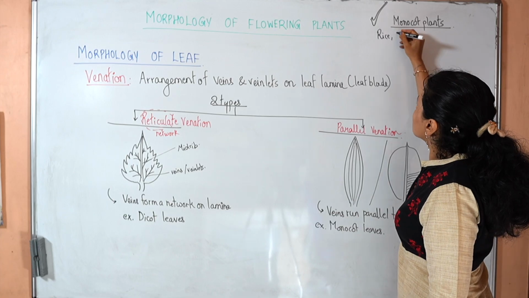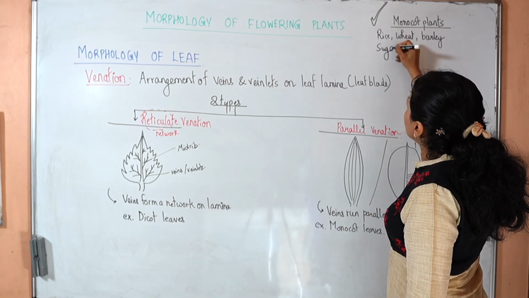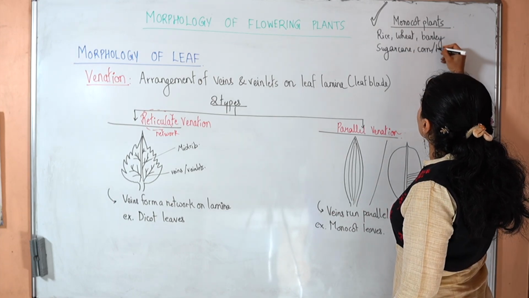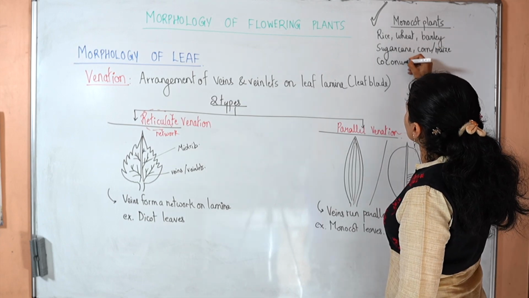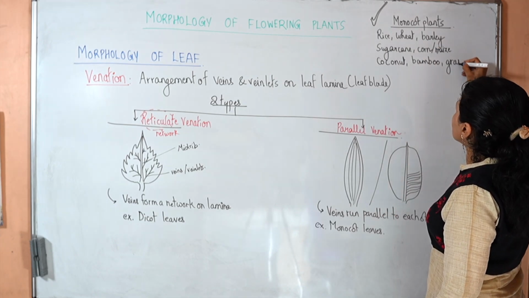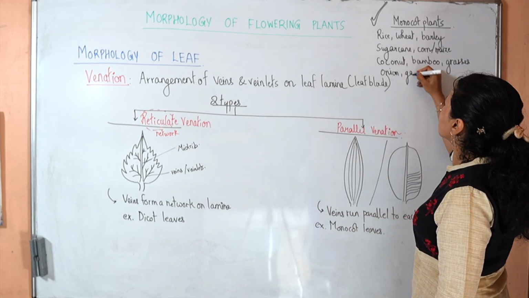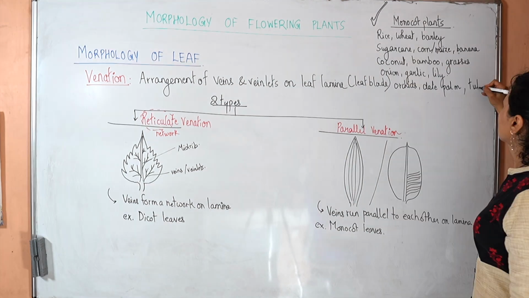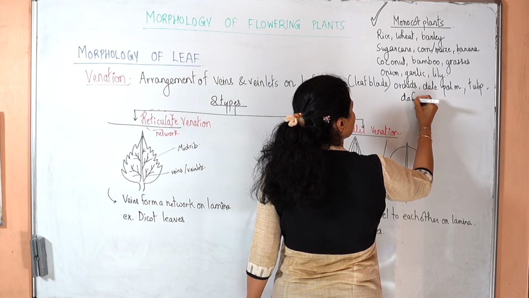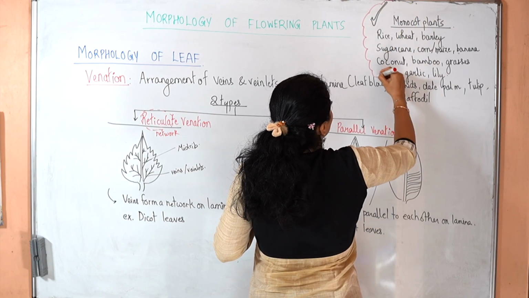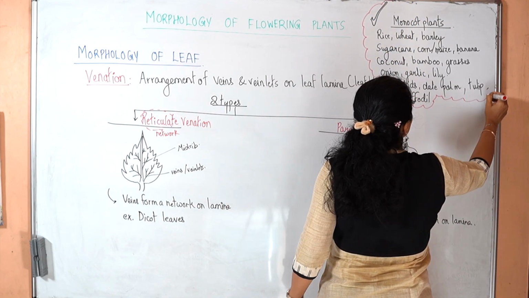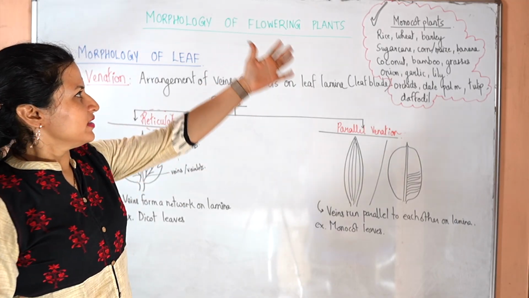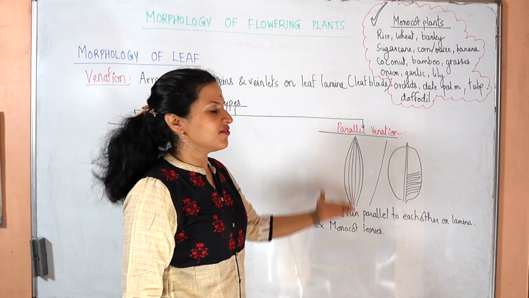Let's write: rice, wheat, barley, sugarcane, corn also called maize, coconut, bamboo, grasses, onion, garlic, lily, banana, orchids, date palm, tulip. Last example, daffodil. This is a list of the monocot plants. You must mug this up anyhow. So all these monocot plant species will have parallel venation.